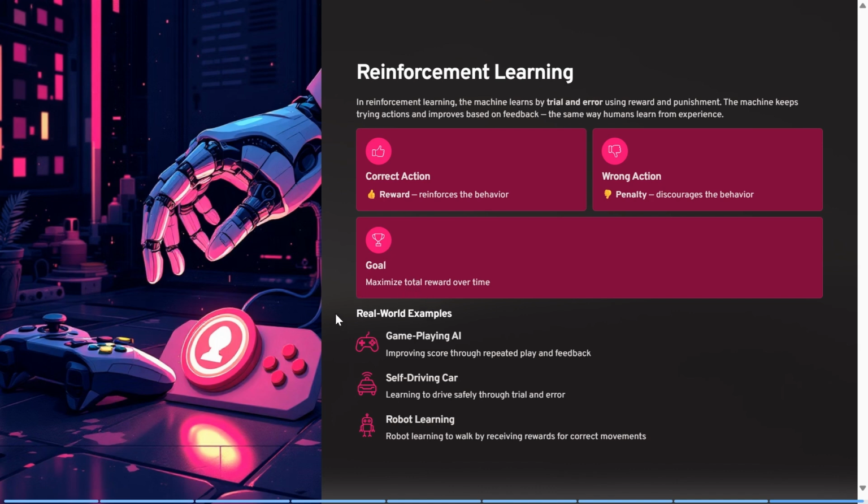Some real world examples are game playing AI improving its score, self-driving cars learning to drive, or robots learning movements. So this was all about machine learning and its three types.